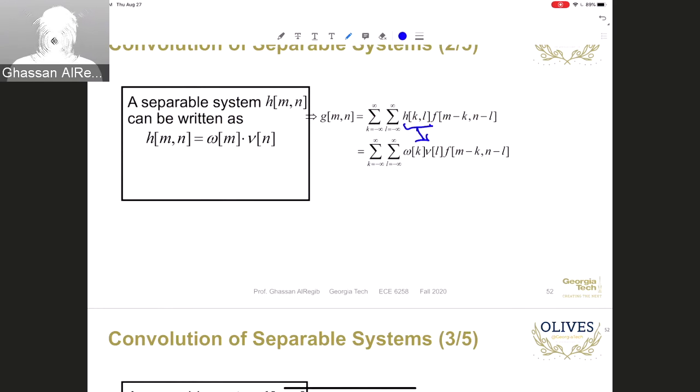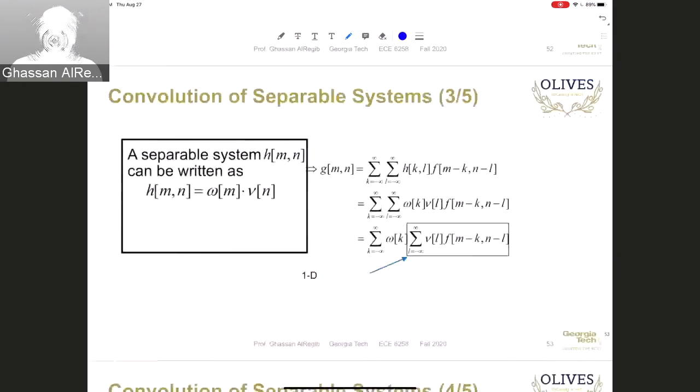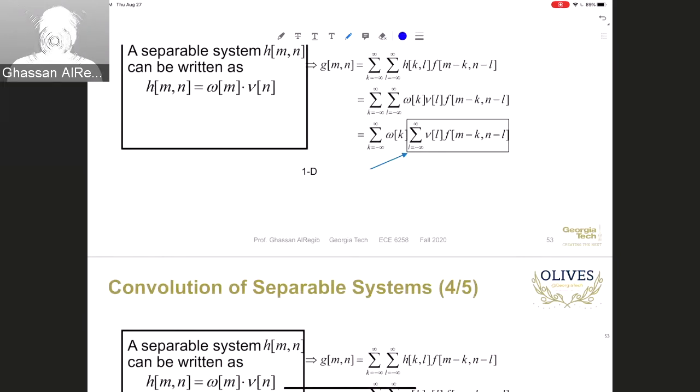So I haven't done really much. F is the same, the summation is the same, H now is W times V. So if I keep doing that, I want to simplify things a little bit. Now, I can take this W outside the sum over the index L, as I have in here. And then what I will end up with is this expression. So this expression is what? A summation over L, and then I have V of L, and I have F of M minus K, N minus L.